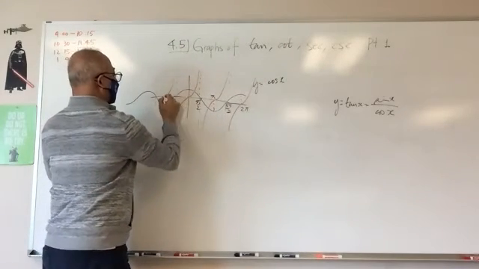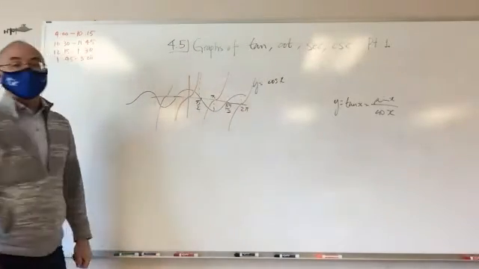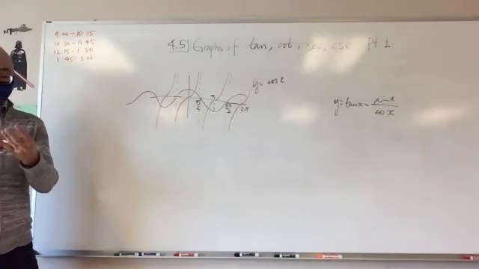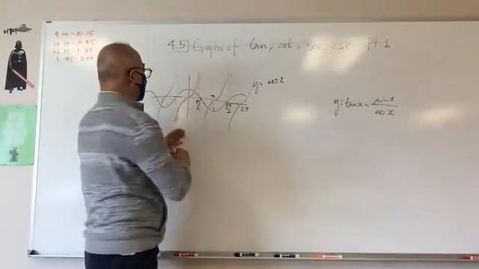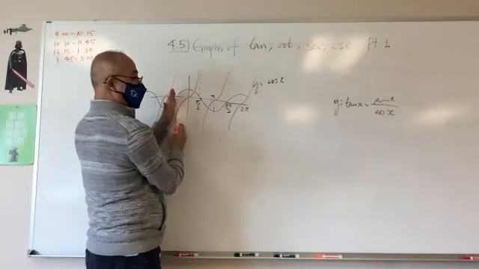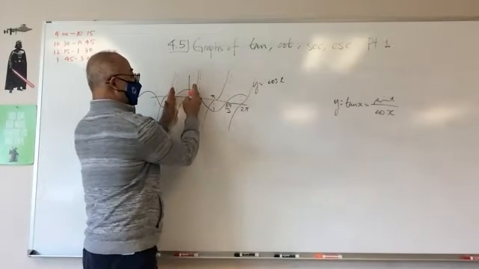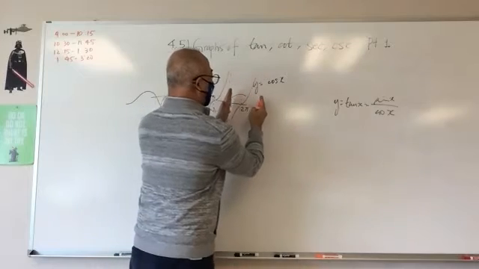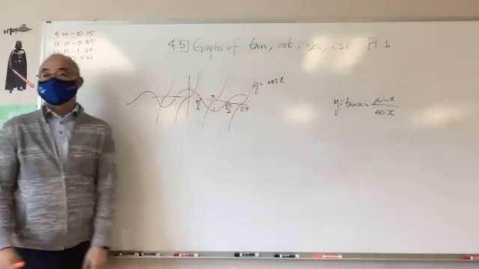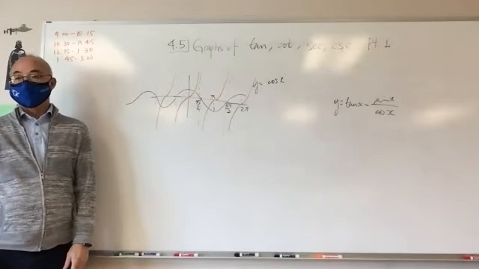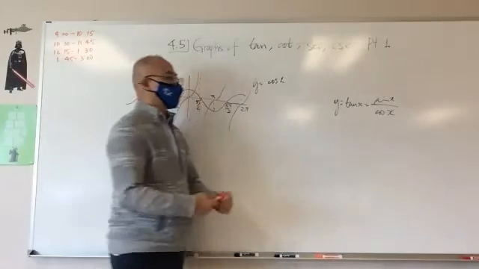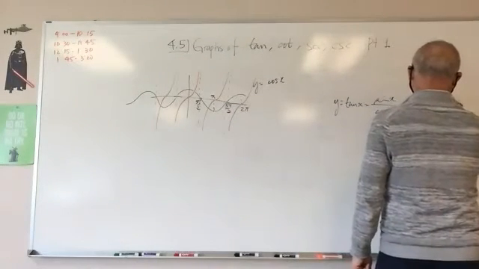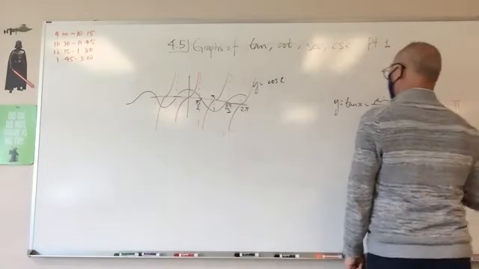Unlike sine and cosine, where it replicated itself every 2 pi, the tangent graph replicates itself differently. This is negative pi over 2. This is pi over 2. So the period here is every pi, it replicates itself. Okay, so the period here is going to be pi instead of 2 pi.